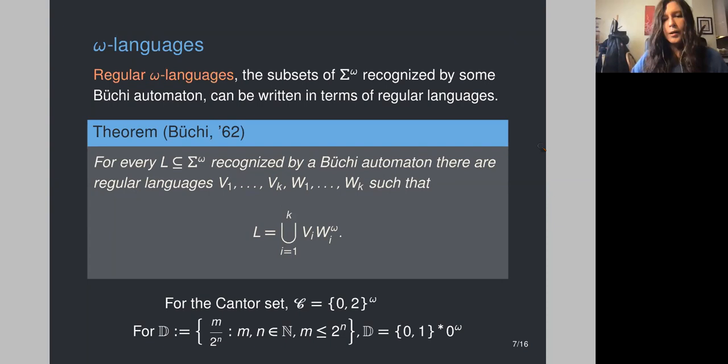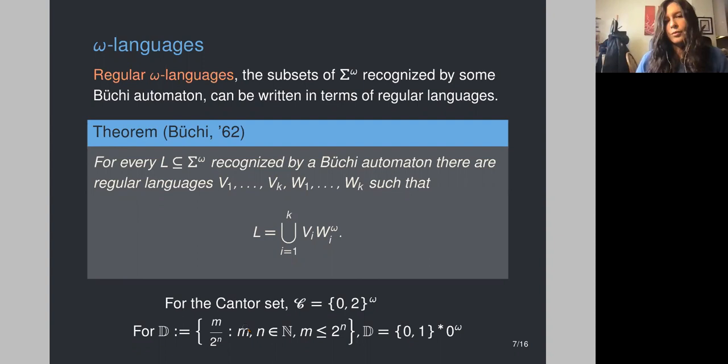Right. And then I wanted to give another example. I'm going to use blackboard bold D to denote the restricted dyadic rationals, that's m over 2 to the n, where m is less than 2 to the n. I forgot to say about the Cantor set: it is what you expect when sigma is 0, 1, 2. There is no V_i, and there's only W_1, the set of words 0 and 2. Versus for dyadic rationals, sigma is 0, 1, and V_1 is the language generated by 0 and 1, and W_1 is just the language containing the word 0. So the omega power would be the infinite string of all zeros.